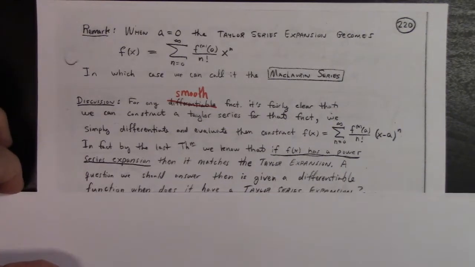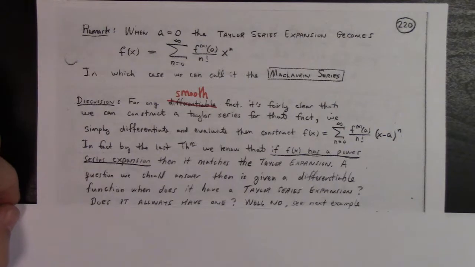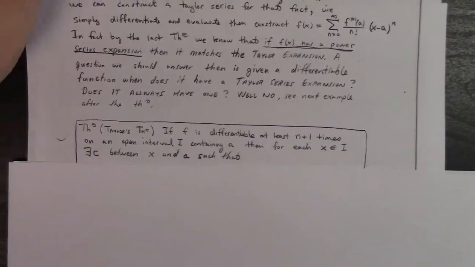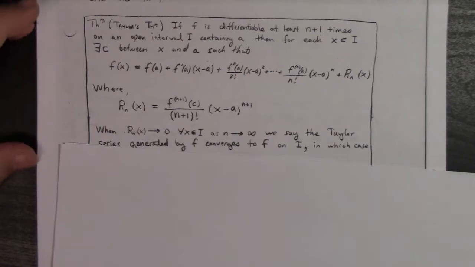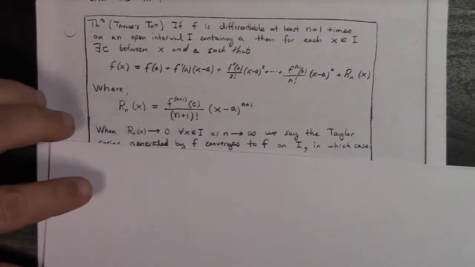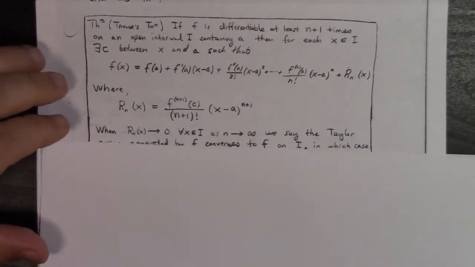But there's a deeper question that we should ask: given a differentiable function, when does it have a Taylor series expansion? Does it always have one? Well, actually no. The next example after the theorem below illustrates a function which, although it is infinitely differentiable, doesn't actually have a Taylor series expansion. That's a subtle example, but I feel like we should get it out of the way before we go on.